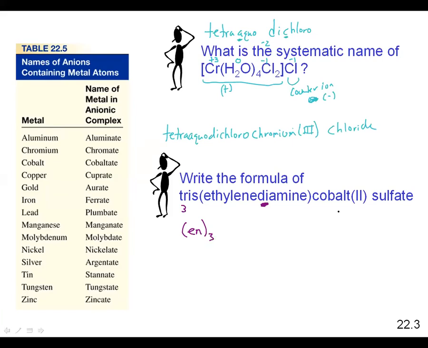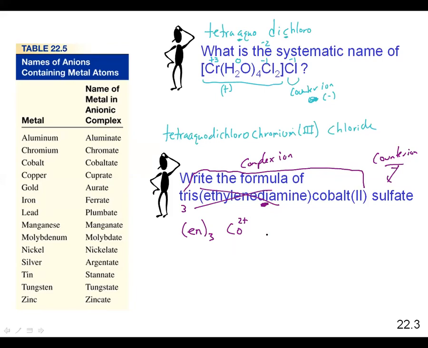Cobalt, Roman numeral 2, means we have a +2 charge on the cobalt. And since the metal here comes at the end of the complex ion part, we know that this part here is the complex ion part of the name, while this part here would have to be our counter ion. So again, remember that the metal with the Roman numeral comes at the end of the complex ion part. So that's how we know this is the complex ion part.